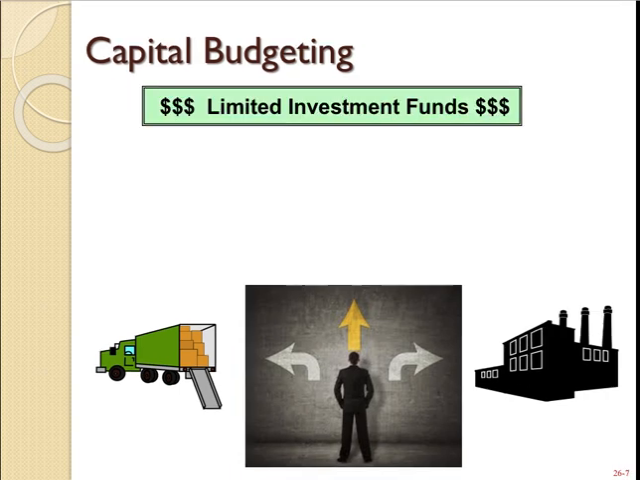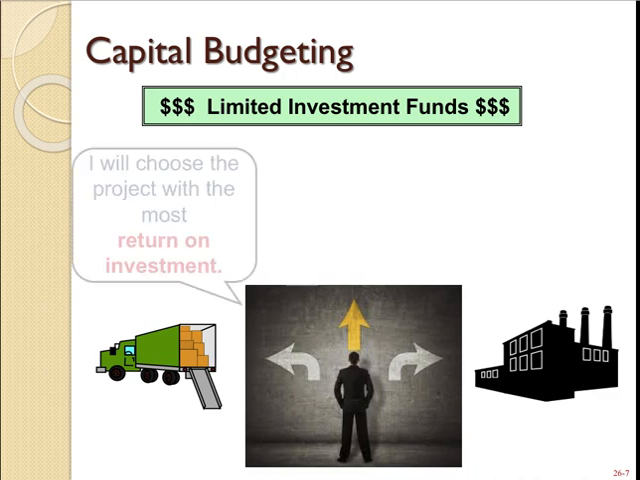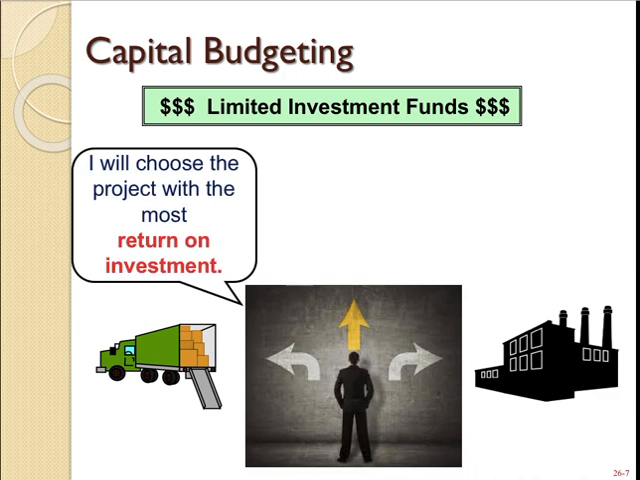Now, the issue with capital budgeting is that we have a limited amount of funds to invest. We can't buy everything that we want. We can't buy a new truck and a new factory and a new piece of machinery and all this stuff. We have to decide what we're going to do with that limited amount of funding that we have. So how do we make this decision? Well, managers say, I will choose the project with the most return on investment.